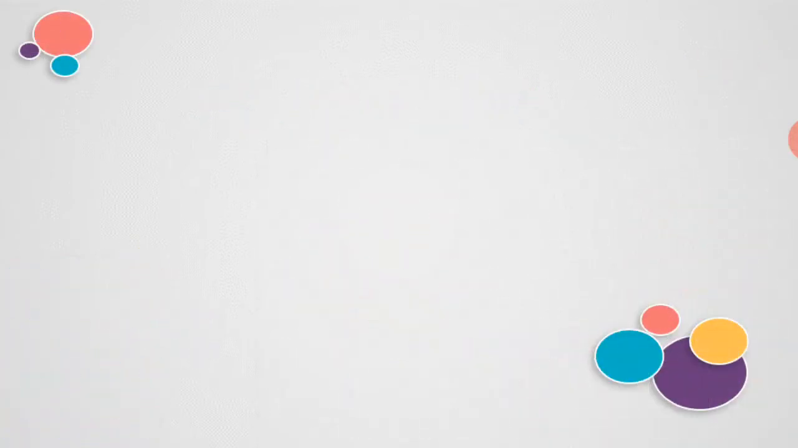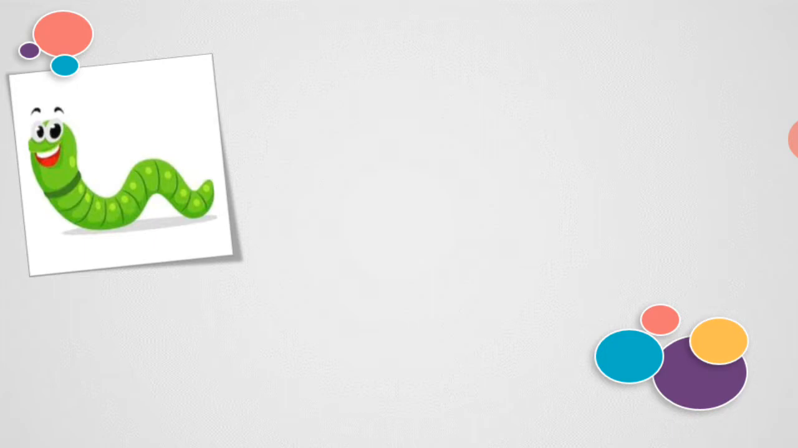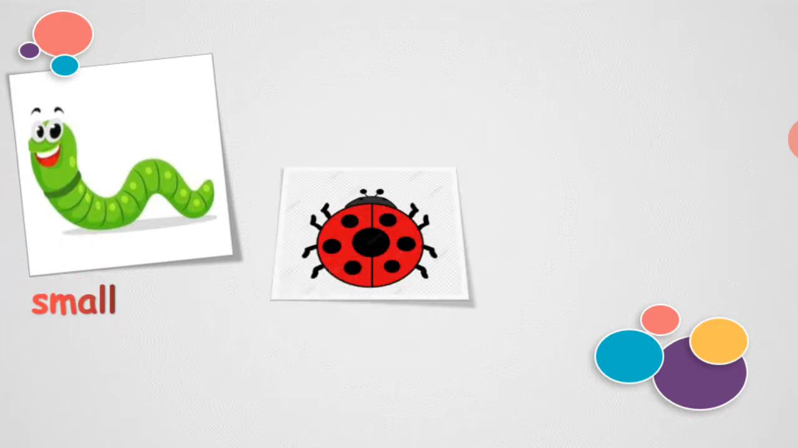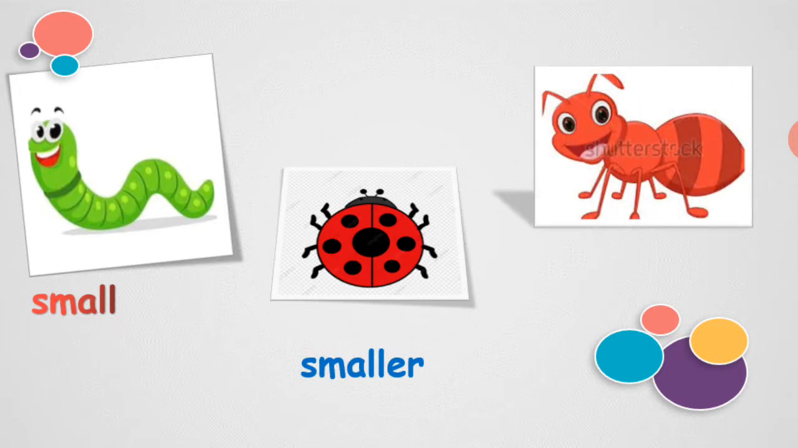Let's look into that. Here I have a worm and I can say that this is a small worm. When I compare it with a red bug, I find that the red bug is smaller than the worm. But when I compare with the ant, I find that the ant is the smallest among the three. So here I've got three adjectives at different levels: small, smaller, smallest.